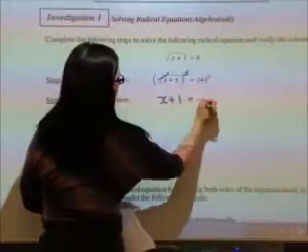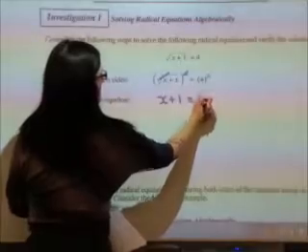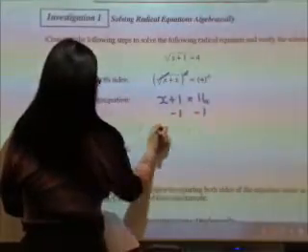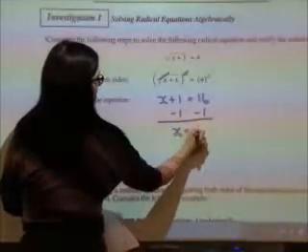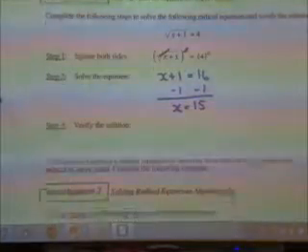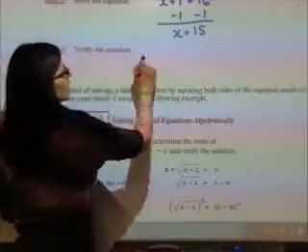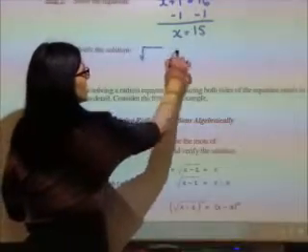And then I've got 4 squared is, subtract 1 on each side, and x would equal 15. The next thing that I want to do is I want to verify the solution. So if I go to verify the solution, I'm going to put 15 into the original equation. So when you do the verification, it's always in the original equation.